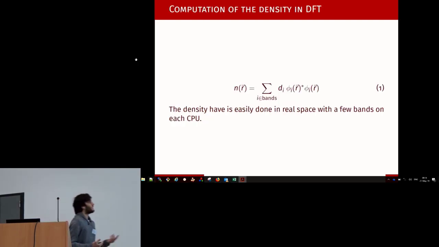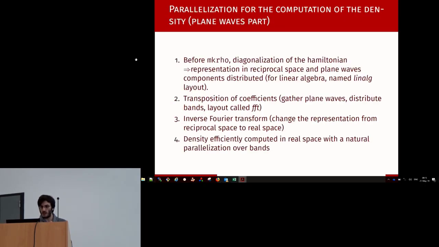So you all know the formulation of the density in terms of occupation and Kohn-Sham vectors. This is the formula for DFT, and it is obviously easy to parallelize over bands, because you can compute separately chunks of the sum. And it's obviously made in real space, because you would have a convolutional product to compute in a reciprocal space.